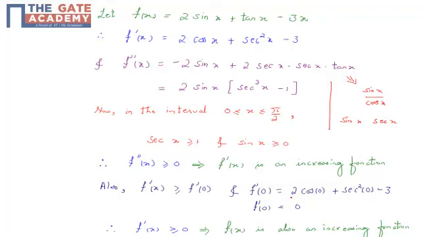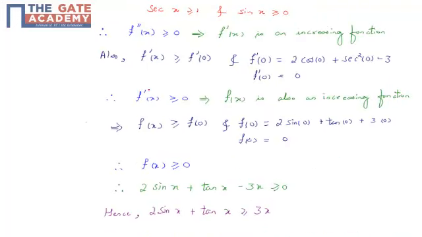And now we would compute f dash of 0. Putting x equal to 0 in the f dash of x equation, we get f dash of 0 equal to 0. So we can say that f dash of x is always greater than or equal to 0. Hence f of x is also an increasing function, which gives us the relation that f of x is always greater than or equal to f of 0, and f of 0 is 0. So f of x is always greater than or equal to 0.